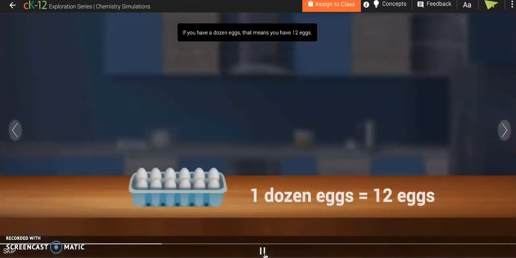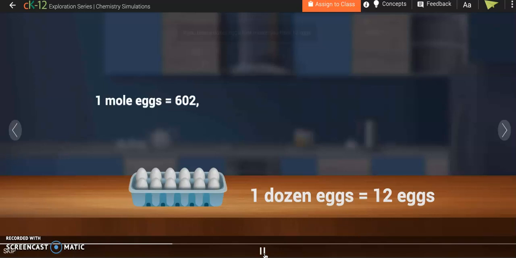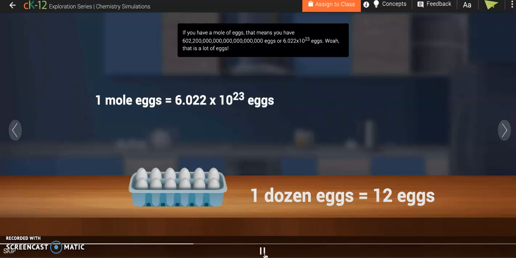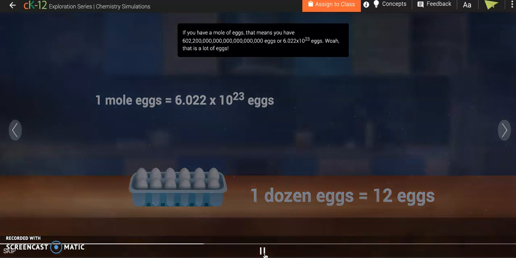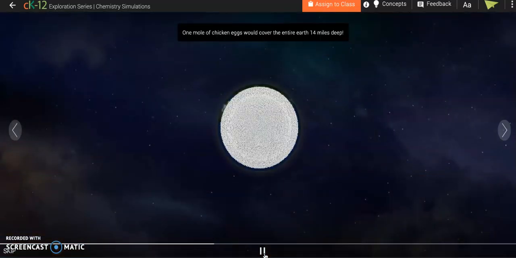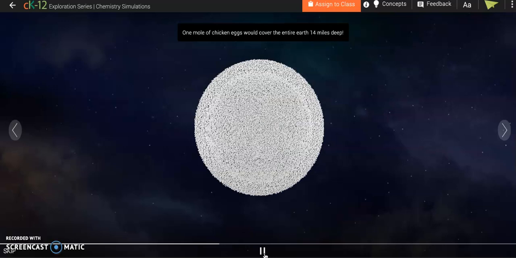If you have a dozen eggs, that means you have 12 eggs. If you have a mole of eggs, that means you have 6.022 times 10 to the 23rd eggs. Whoa, that's a lot of eggs. One mole of chicken eggs would cover the entire Earth 14 miles deep.